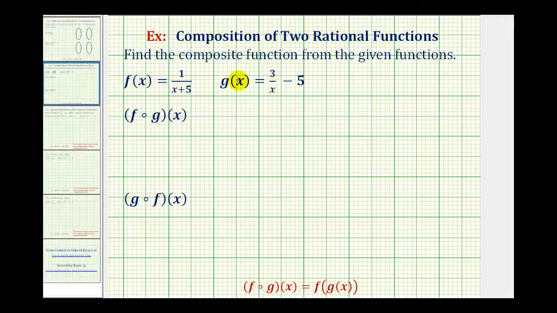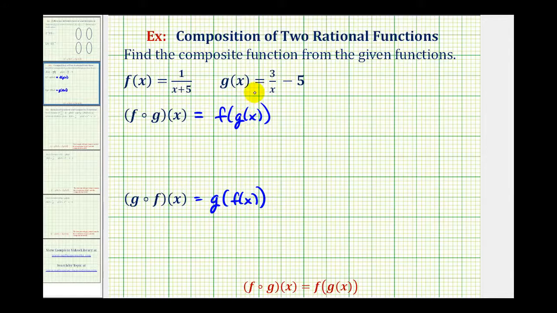Given functions f and g, we want to determine the composite function f of g of x and also g of f of x. For the first step, let's rewrite this in the form of f of g of x. This form is going to be easier to work with. And we'll write g of f of x in this form here. So we'll start with the inner function.